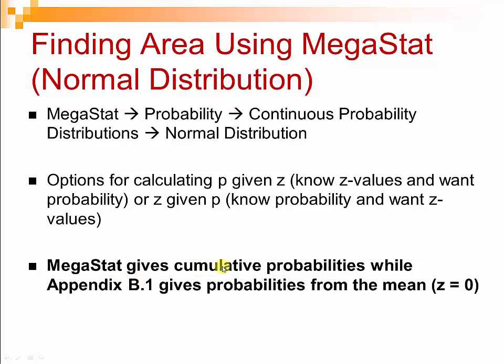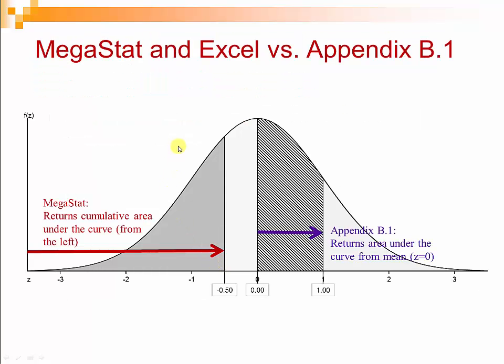Now there is a distinction though. Megastat gives us cumulative probabilities, while the appendix B1 gives probabilities from the mean. Well, what does that mean? Well, let's take a look at that. Excel and Megastat can be used to help us determine the area under the normal curve, but we have to be aware of the differences noted in the last bullet.